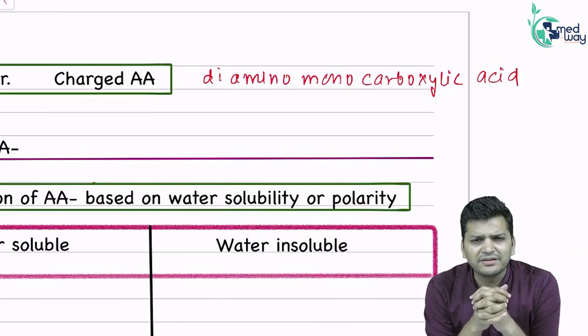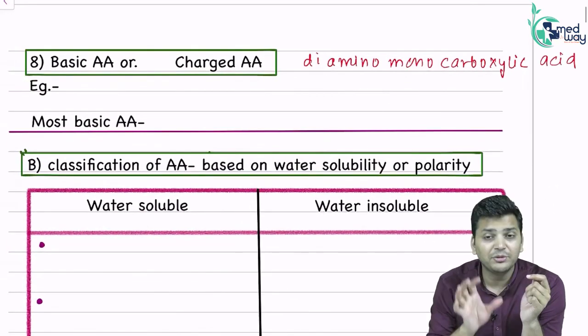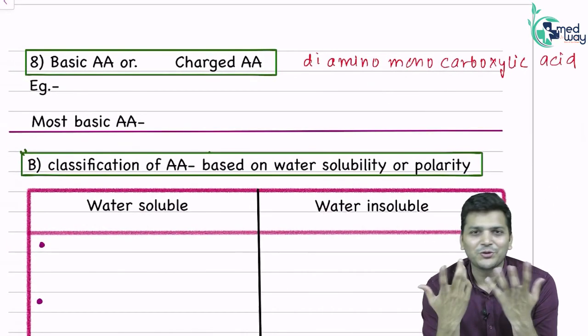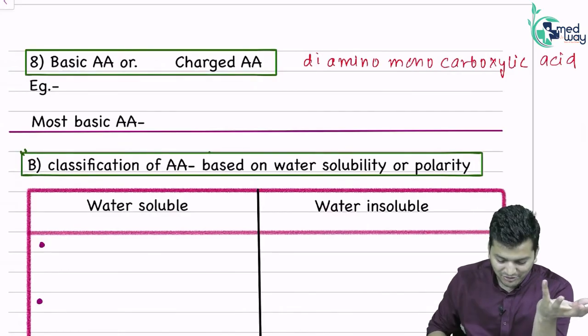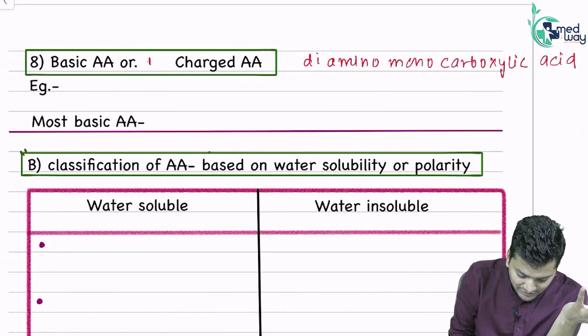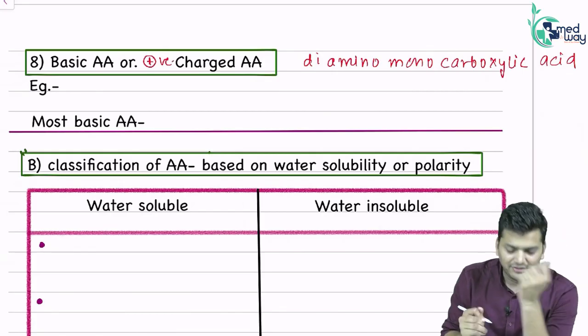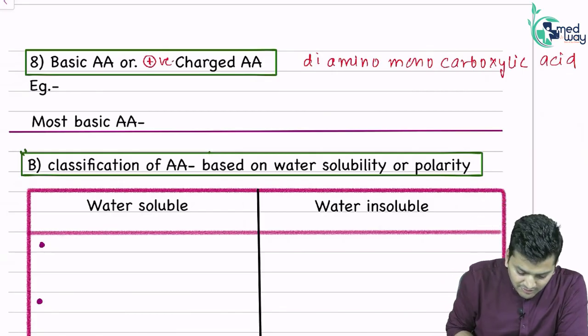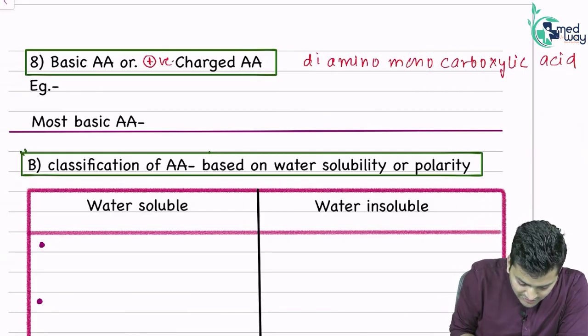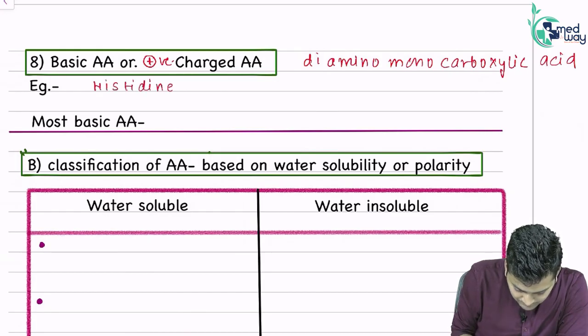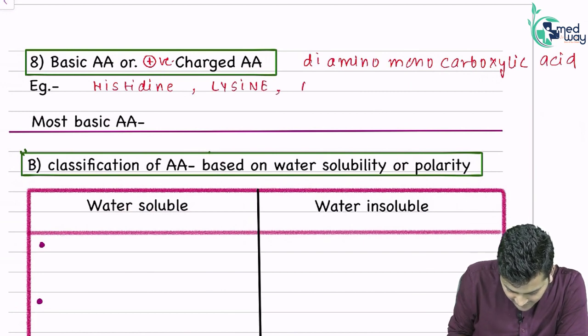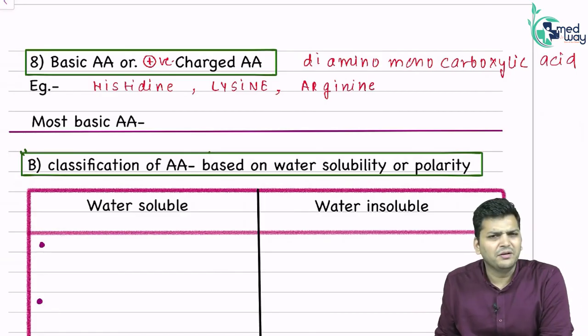What was the charge on the acidic amino acid? Negative. So the opposite will be on the basic. Basic will be the positively charged amino acid. What are these positively charged or basic amino acids? It is histidine, lysine, and arginine. How can we remember this?